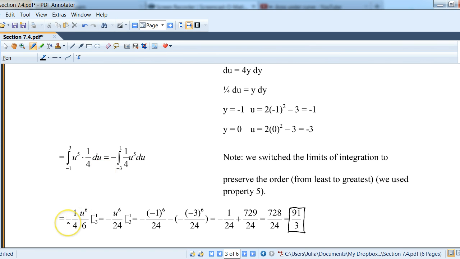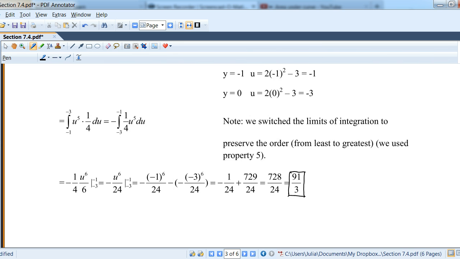So we'll have negative 1/4 times u to the 6 over 6, and that's evaluated from negative 3 to negative 1. We can multiply 4 and 6. It becomes 24 in the denominator. And then I plugged in negative 1 first minus negative 3. So we'll get negative 1 over 24. And then we have negative 3 to the 6 is positive. So a couple of negatives makes it a positive also. So the answer is 728 over 24, which reduces to 91 over 3. There you go.